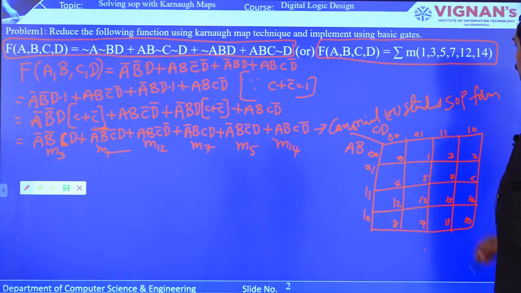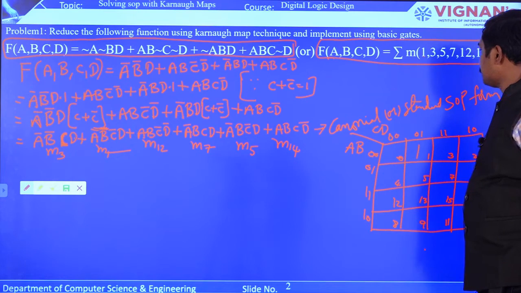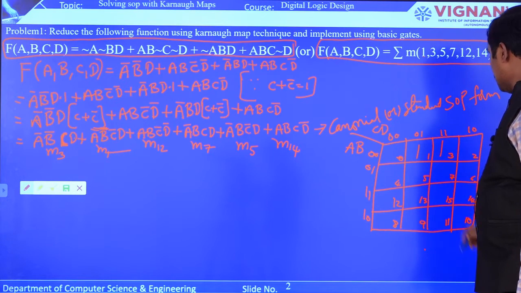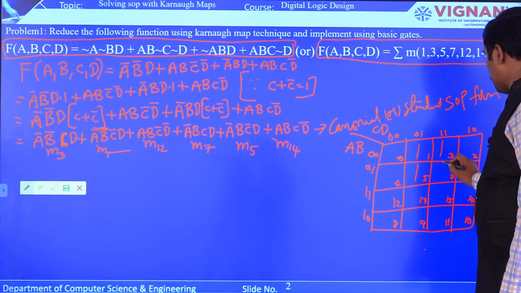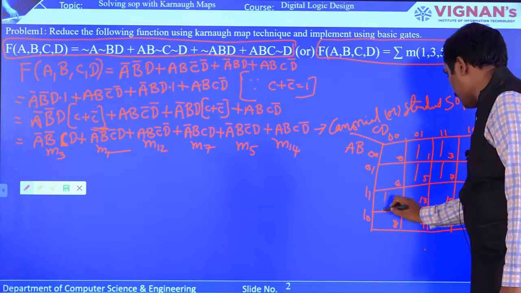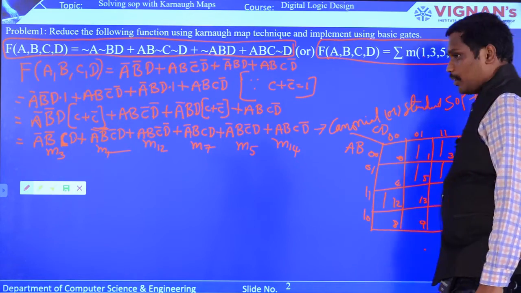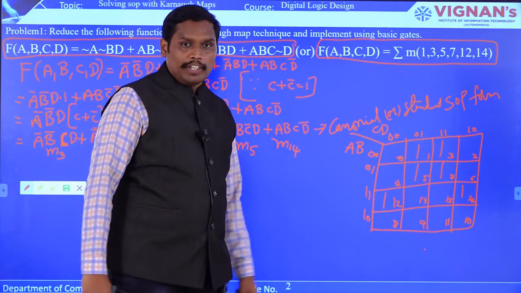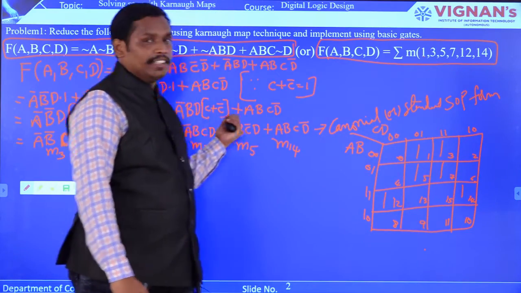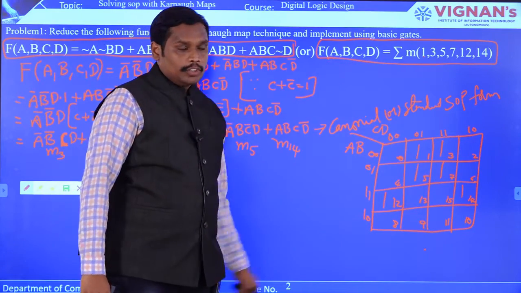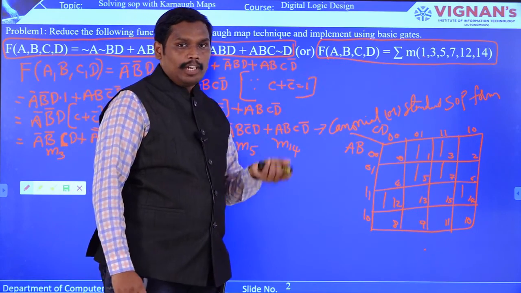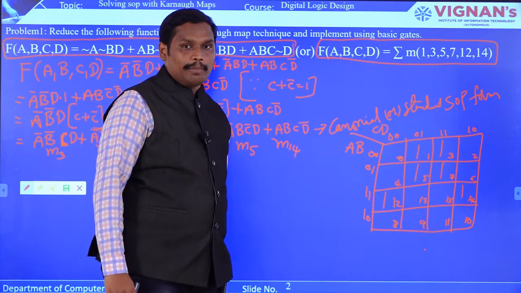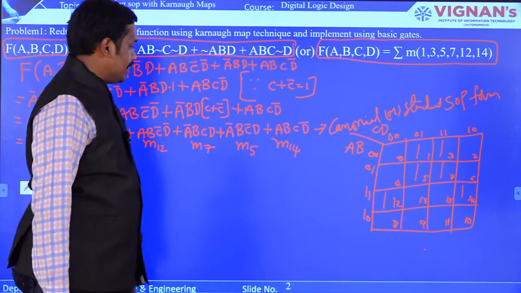corresponding cells. So M1 is 1, M3 is 1, M5 is 1, M7 is 1, and then M12 is 1, and M14 is 1. So now you have placed all the ones in the corresponding cell positions as per the expression or based on the min terms. These are the two ways of asking a question. So this is the Karnaugh map, which is the solution for the question, right?